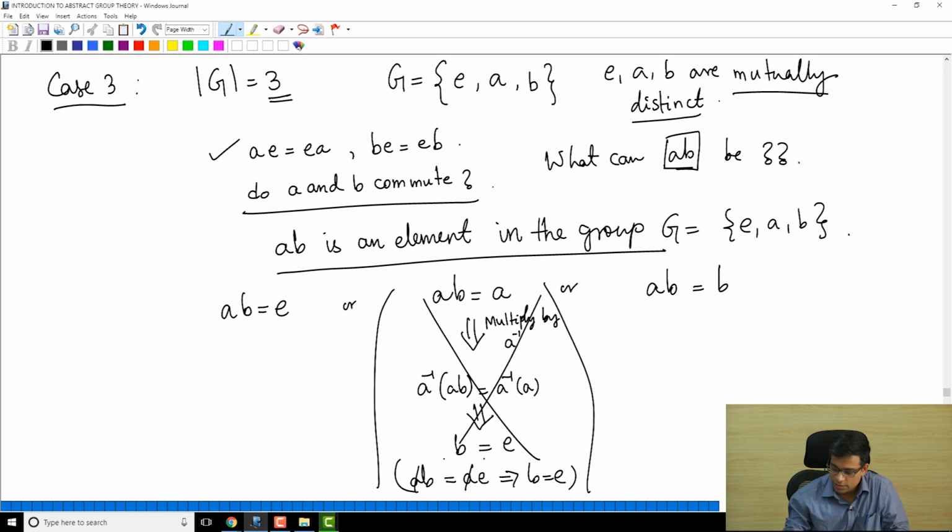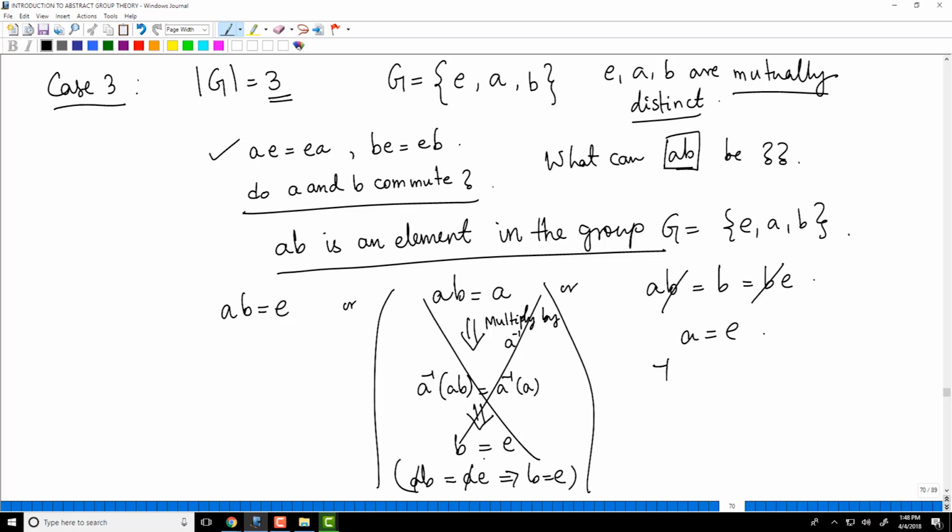So, AB cannot be A. Similarly, AB cannot be B, because the cancellation property says B is equal to BE, I cancel B and I get A equals E, but that can't happen, because the three distinct elements are called E and A and B. So, A can't be same as E, otherwise we would not have given it a new name. So, AB must be E.